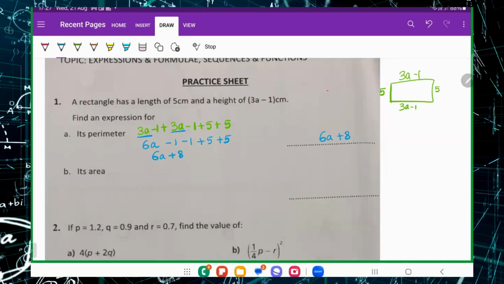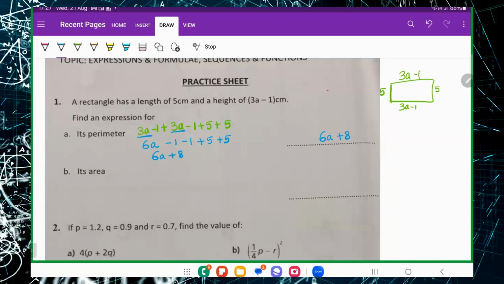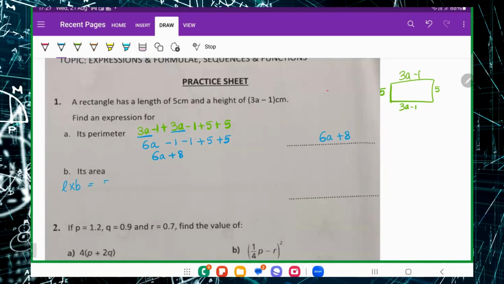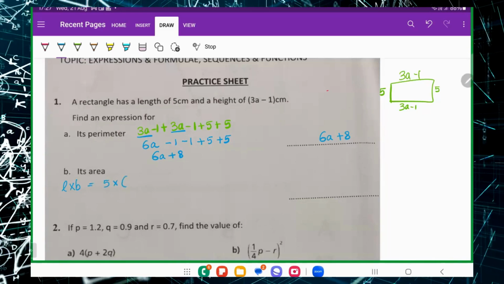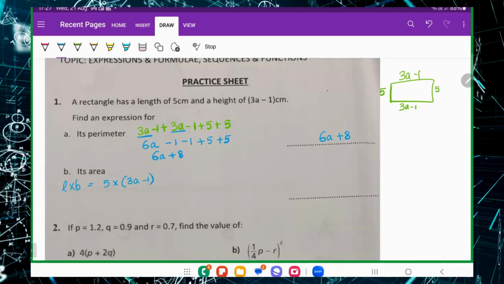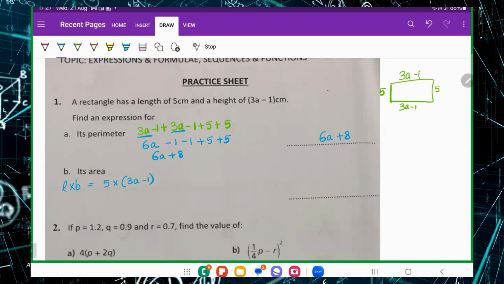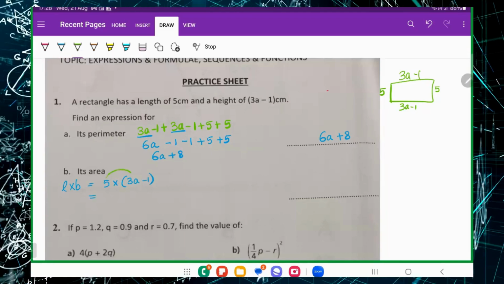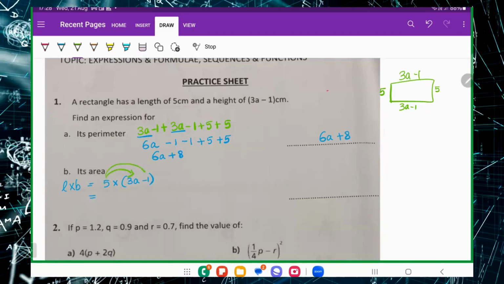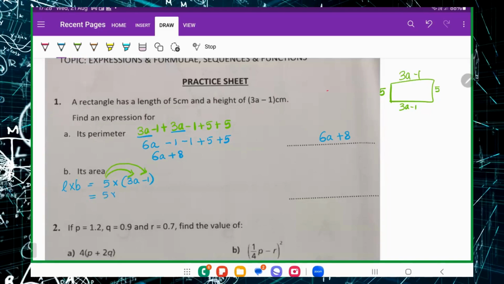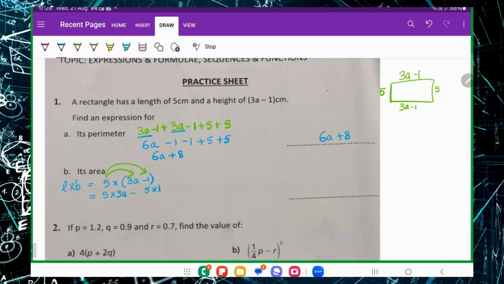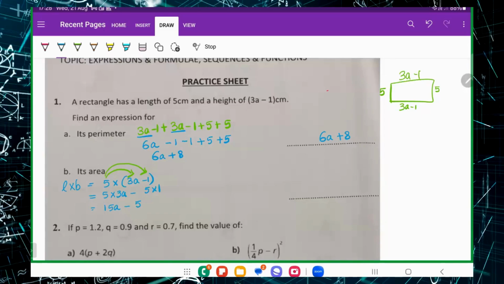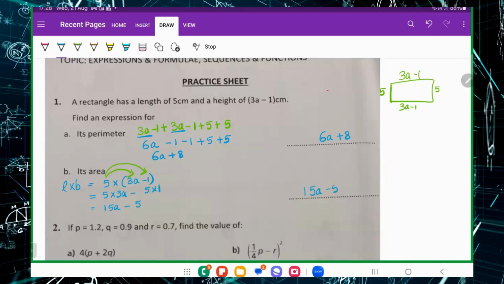Next one, it's asking us to find the area. Area is nothing but length into breadth. So the length is 5 centimeter and the breadth is 3a minus 1, right? So you have one number to be multiplied by the whole bracket. It is going to be 5 into 3a minus 5 into 1. 5 into 3a, that gives you a 15a, minus 5 into 1, that is 5. So your answer would be 15a minus 5.